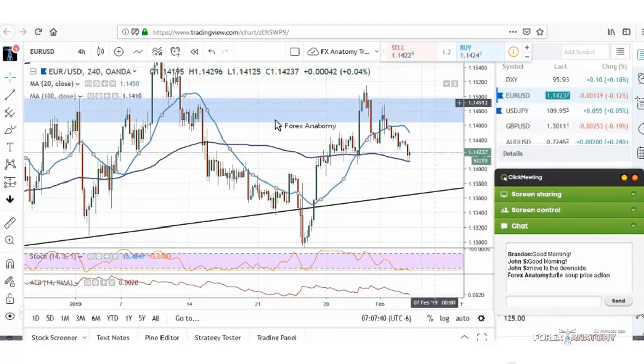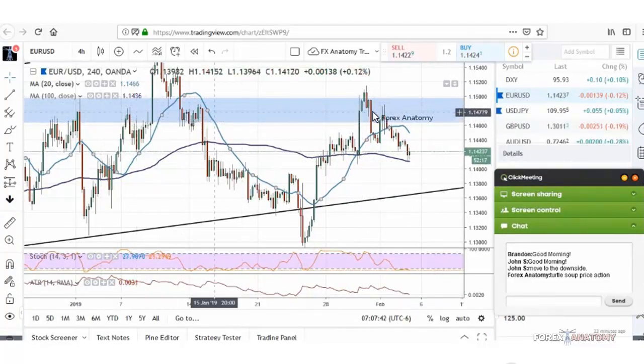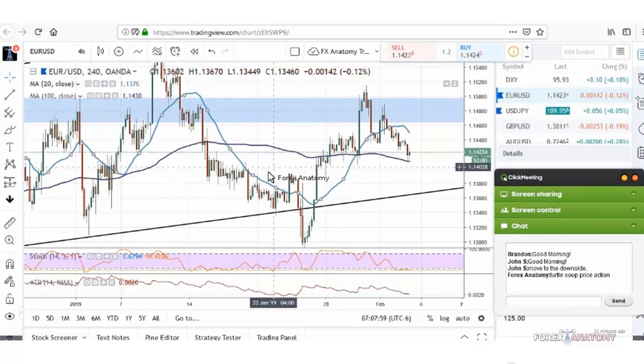But this area is acting as resistance right now, structure resistance. This is a 4-hour structure zone of resistance. And ever since then, we've been seeing price fall. And right now, price is falling and correcting to another zone of 4-hour structure support between the 1400 psychological zone and the 1425 level.